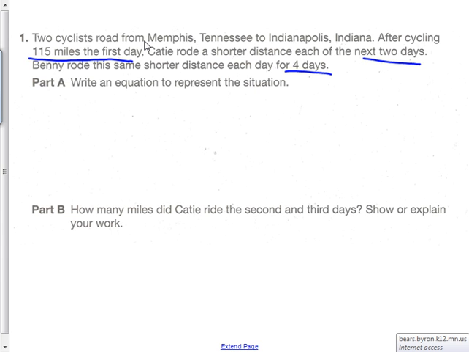So if I look at what Katie did, she rode 115 miles plus she rode 2 days at a shorter distance. So now I need to come up with a variable. I'll just use x. So 115 miles plus 2 times x, meaning x is the amount of miles that she rode for these 2 days.